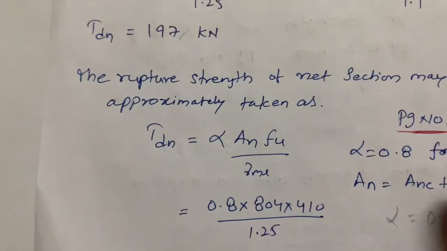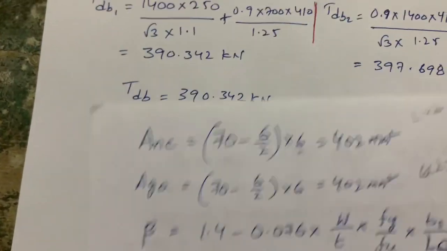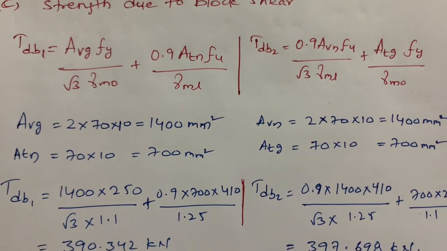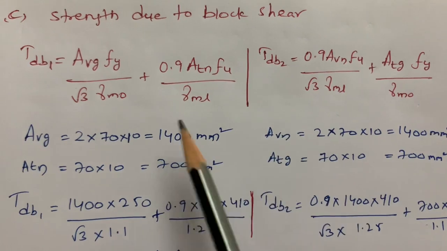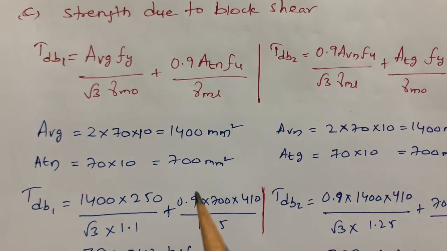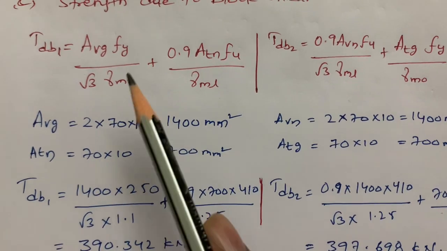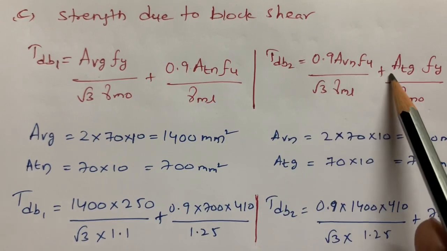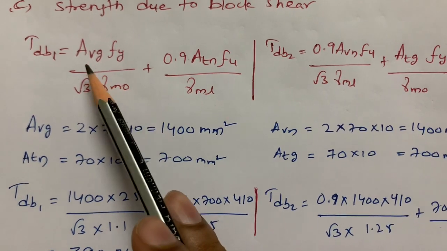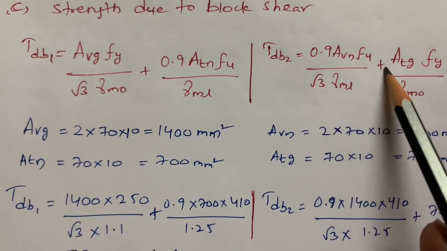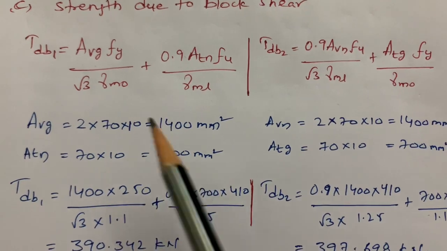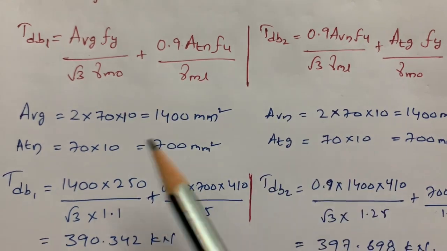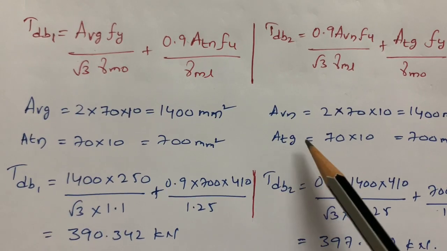Like that we need to calculate the rupture strength. Next one is block shear. After calculating the rupture, we need to calculate the block shear. In this, the code is specifying two formulas, and after calculating these two formulas, we need to take the smaller value of the two. So this is Avg and Atn, Avn and Atg. In this we don't know about these four values, Avg, Atn and Avn, Atg. So this is a shear. Avg means gross shear, Avn is net shear, Atn is tension, Atg is also tension.